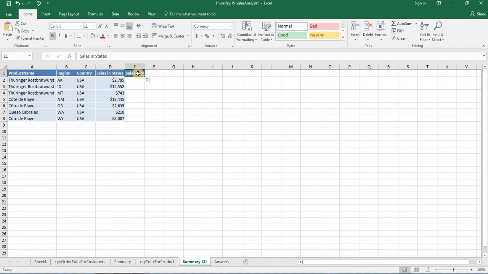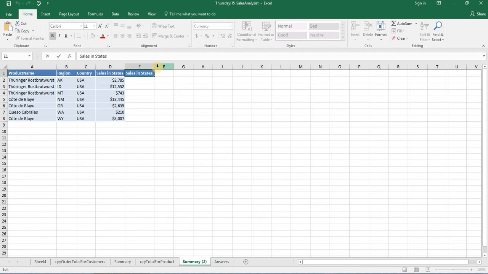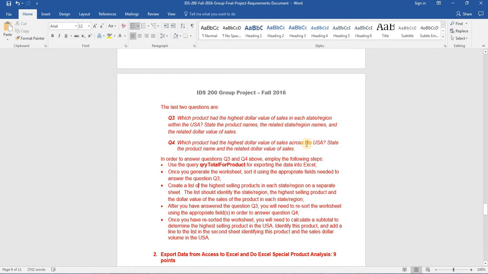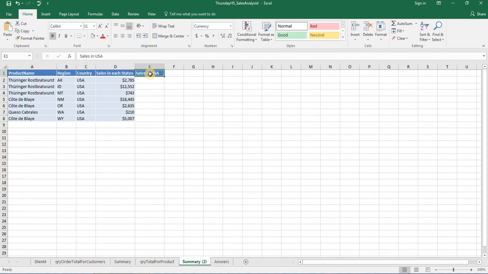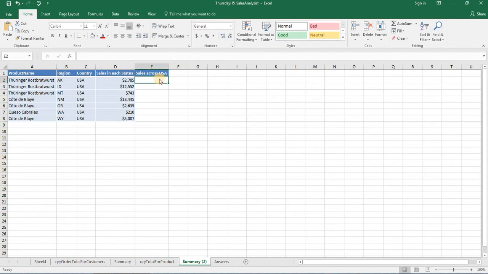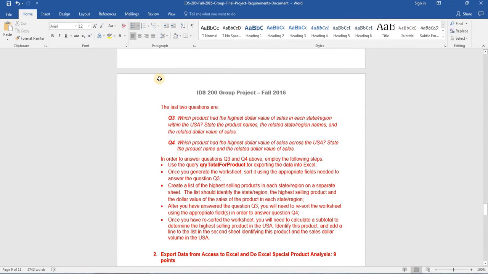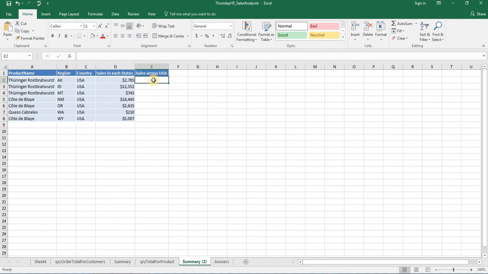Okay, I'm going to say sales in USA. So okay, it's looking for sales in each state and sales across US. Let's get more specific. Sales each states. Spread out a little bit. It says sales across US. Alright, so sales from each state and sales across US.